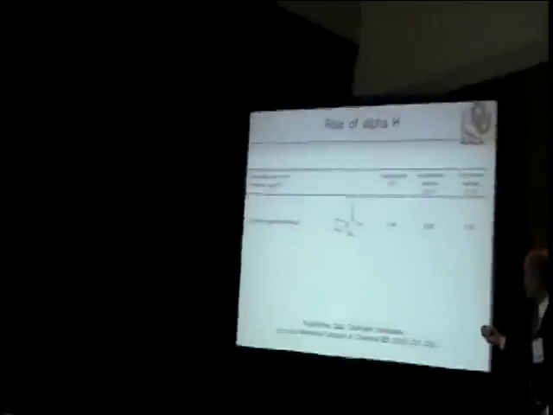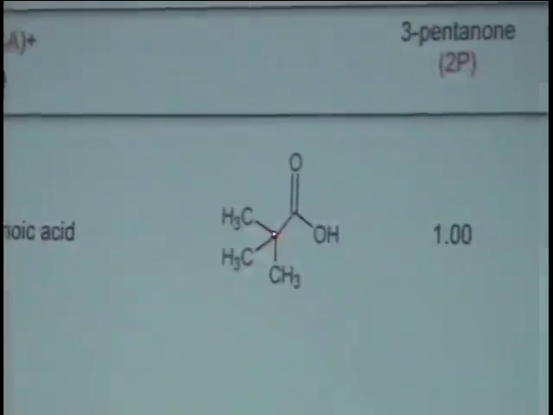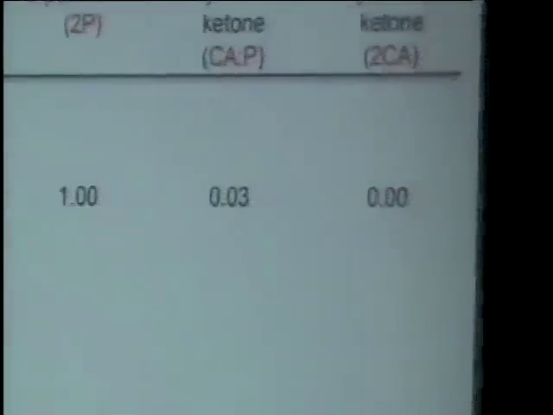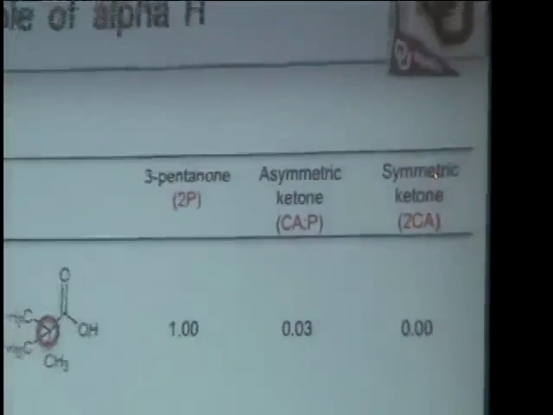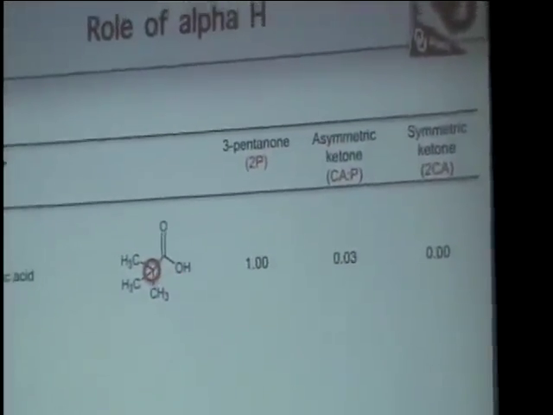So what they observe here is that when they have, for example, this carboxylic acid, dimethylpropanoic acid, that has no alpha hydrogen, the first thing that you realize is that there is no reaction of the two symmetric carboxylic acids. So whenever you don't have an alpha hydrogen, the ketonization doesn't occur.